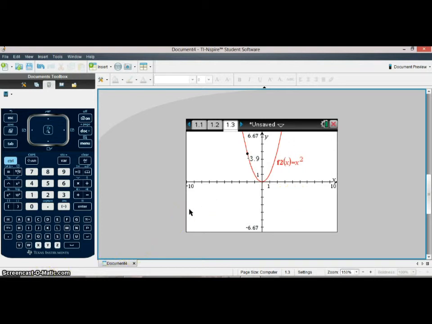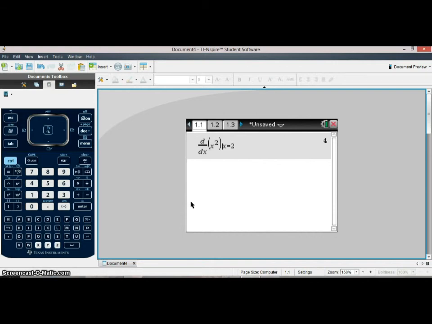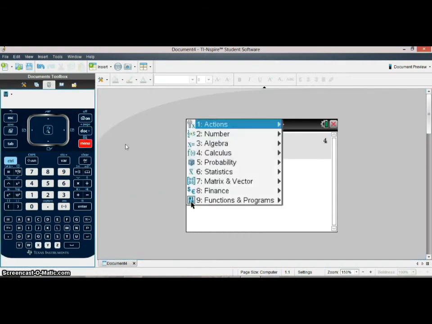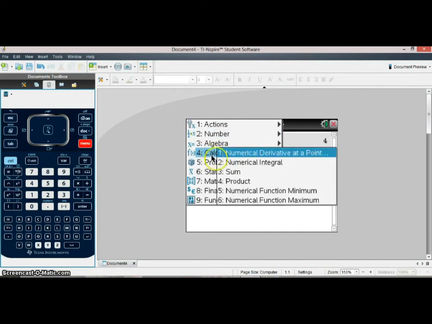And yeah, so next, now say you want the derivative equation. We're back here, and you can go to Menu, go to Calculus, and Numerical. Okay, never mind.